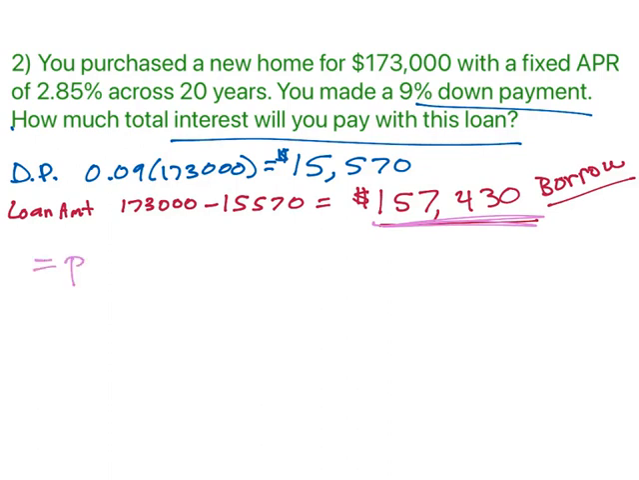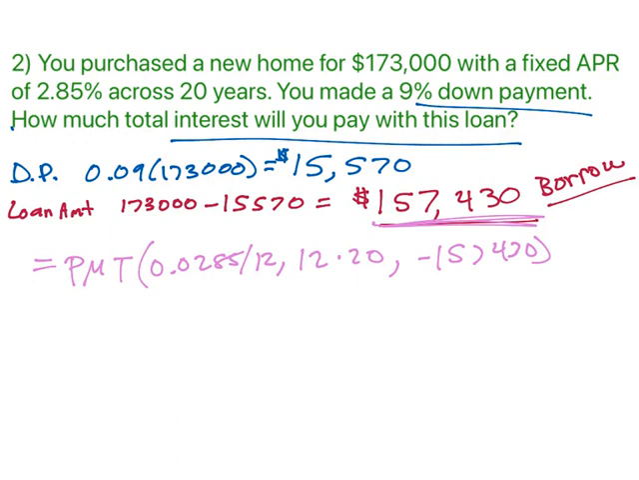So we're going to use Excel. We're trying to find the monthly payment. So 0.0285 divided by 12, 12 times 20, negative 157,430 at the end. Excel is going to spit out at you when you do that $861.33.